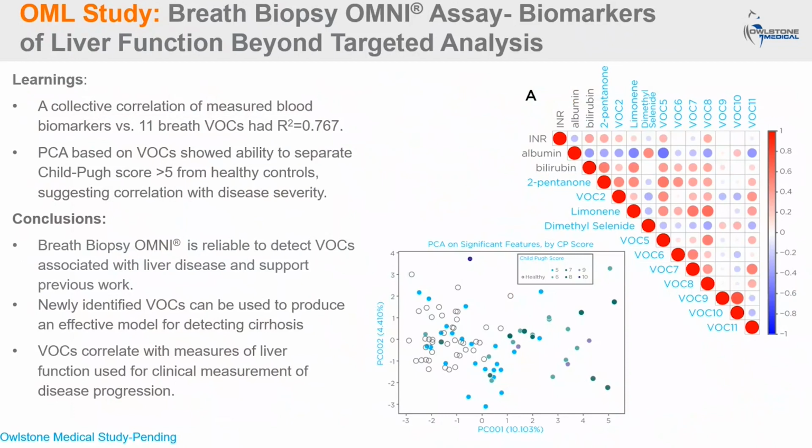Our study shows that the Breath Biopsy OMNI is not only a reliable platform for supporting disease-associated VOCs attained through other methods in previous work, but also able to make new biomarker discoveries. The newly identified VOCs can be used to produce an effective model for detecting cirrhosis, and our top VOCs correlated well with the clinical measurements of liver disease progression.